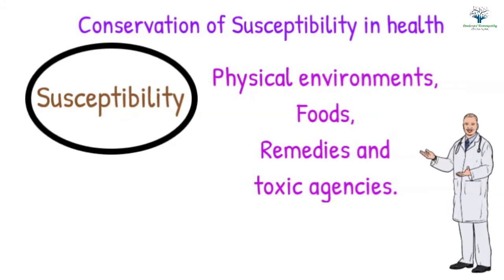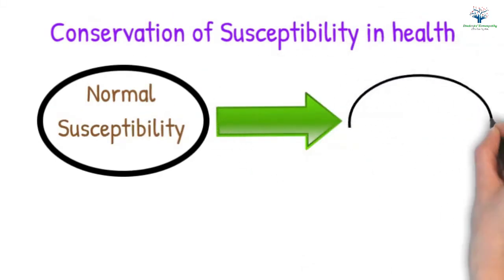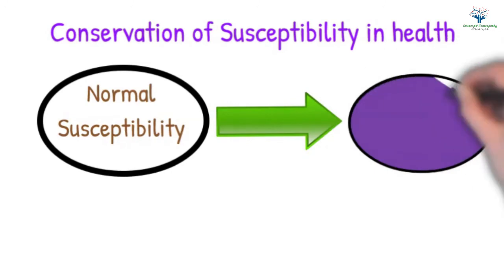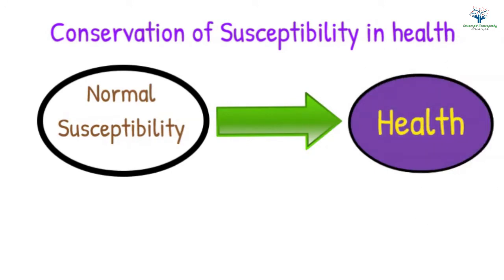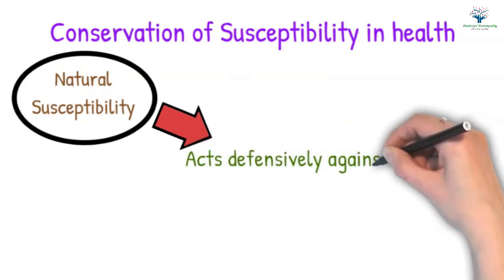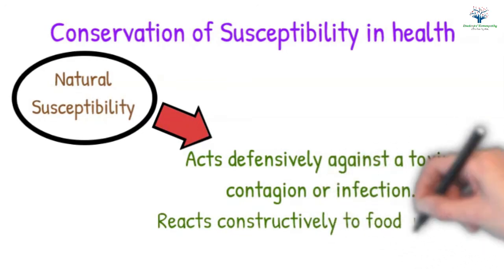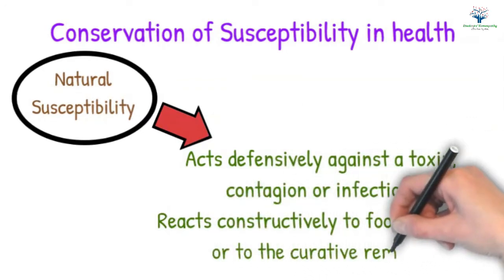The status of health depends upon the normal susceptibility and reaction. As the main aim of the physician is to conserve the natural susceptibility, conservation of natural susceptibility in the organism will lead it to act defensively against a toxin, contagion or infection, and this susceptibility will react constructively to food and drink or to the curative remedy.